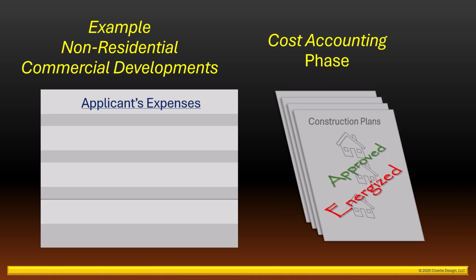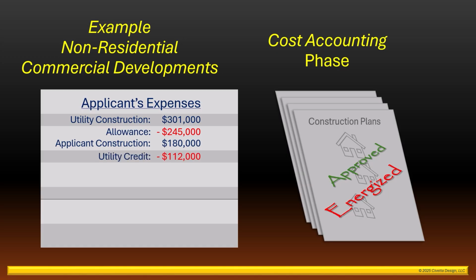The cost of the utility's portion of the construction, $301,000, for which the utility granted an allowance of $245,000. The total cost of the applicant's portion of the construction, $180,000. After the work was inspected and accepted by the utility, a credit of $112,000 was granted for the value of the substructures. The applicant hired an engineering firm to produce the construction plans at a cost of $18,000. The utility credited back $15,300, the value of the construction plans had the utility performed the work themselves. The applicant's total expense, $126,700.